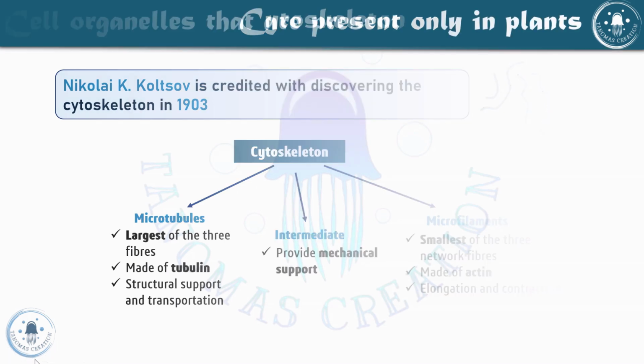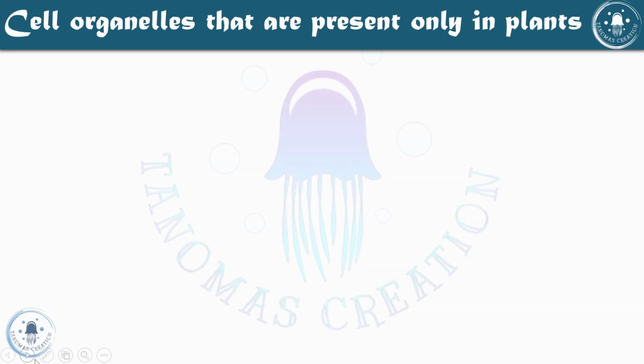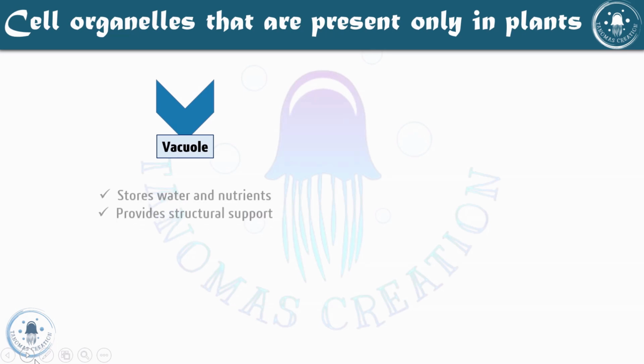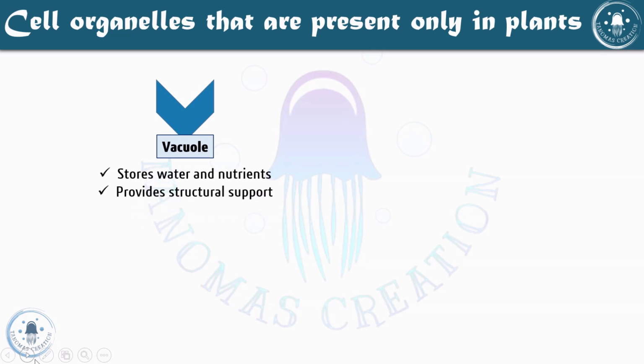Now coming to some of the cell organelles that are present only in plants. We have three organelles that are present only in plants. First is the vacuole. The function of the vacuole is that it stores water and nutrients. It provides structural support to the plant. The vacuole is the largest organelle in the plant, so you should remember this.